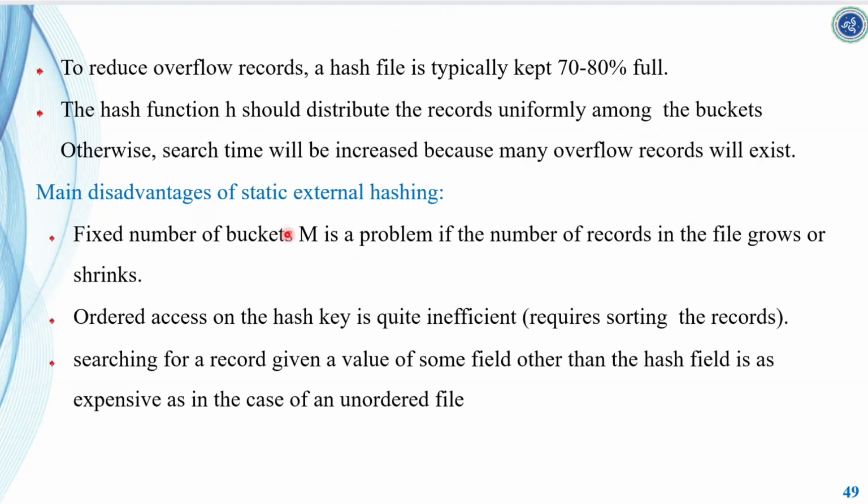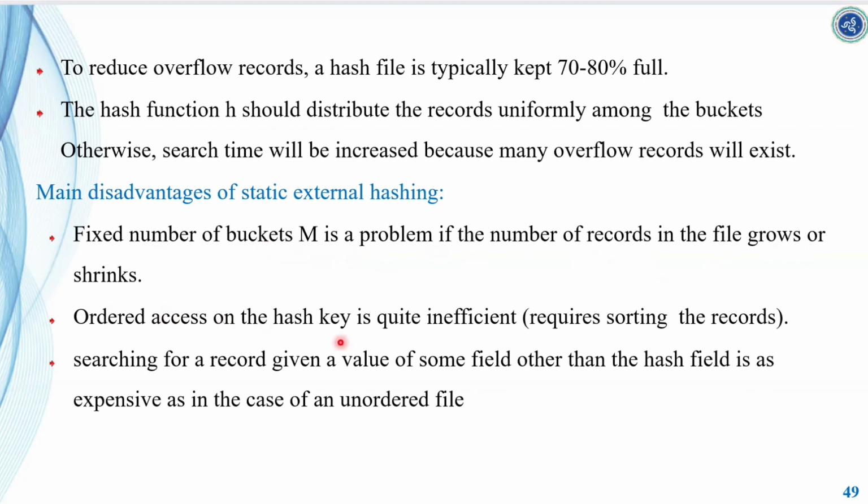The major disadvantage of this external hashing is, first, that we have a fixed number of bucket spaces. If m is the number of buckets, we need to allocate space for m buckets itself. If the number of records in the file grows or shrinks, that won't change the number of buckets or the number of records a bucket can contain, because it is static.